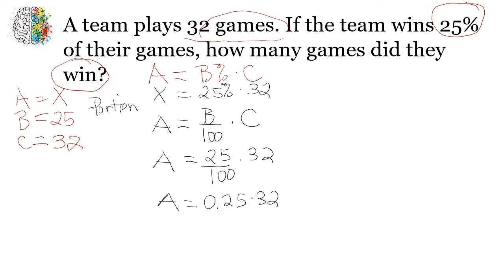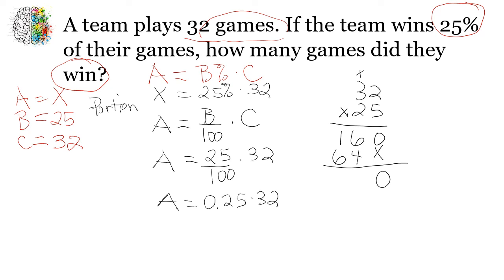Now I'm going to do my multiplication by decimals, so that's going to be 32 multiplied by 25. 2 times 5 is 10, 5 times 3 is 15, plus 1 is 16. Draw an X for my placeholder. 2 times 2 is 4, 2 times 3 is 6. 0, 6 plus 4 is 10, 6, 7, 8.